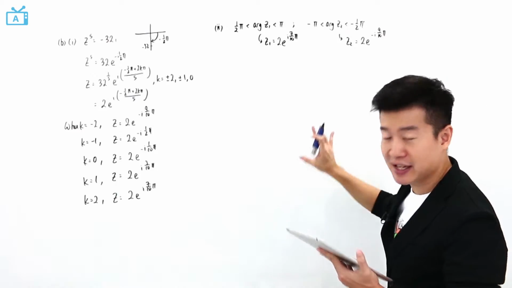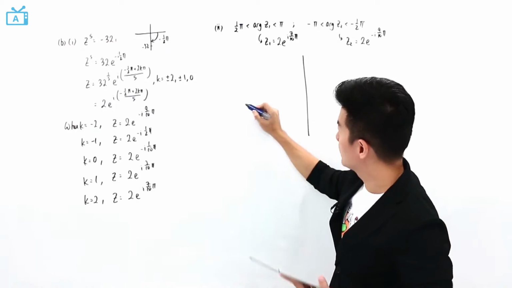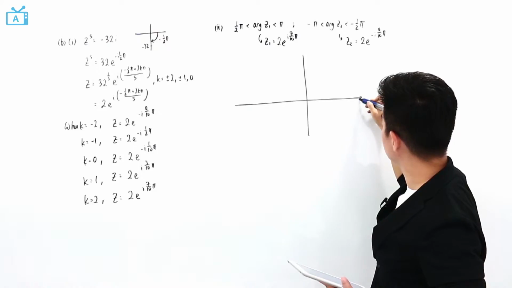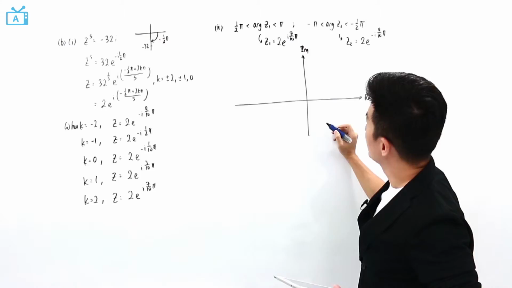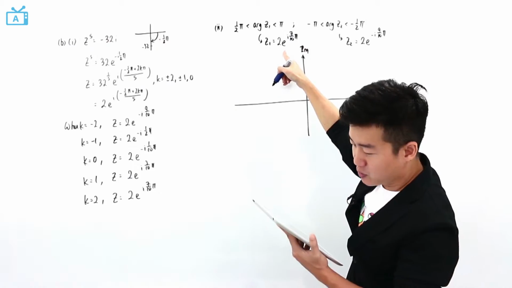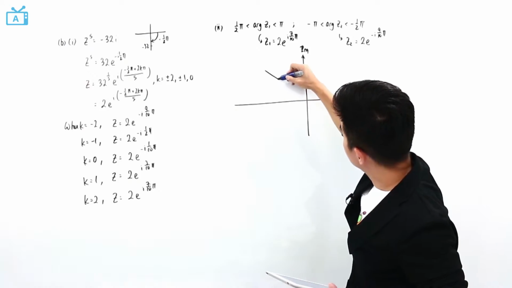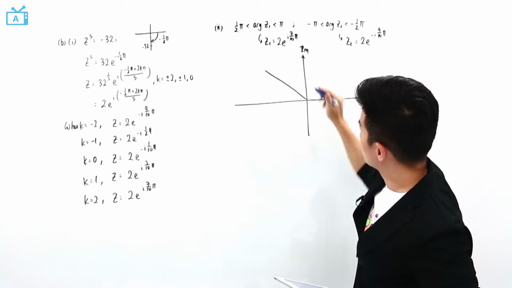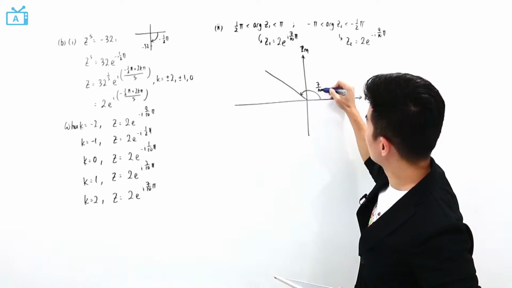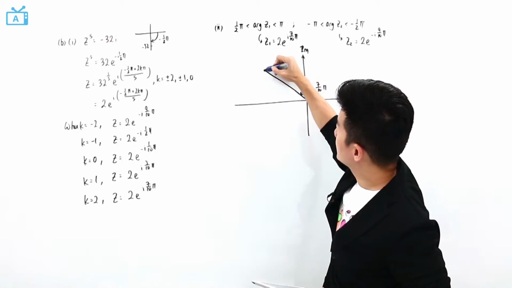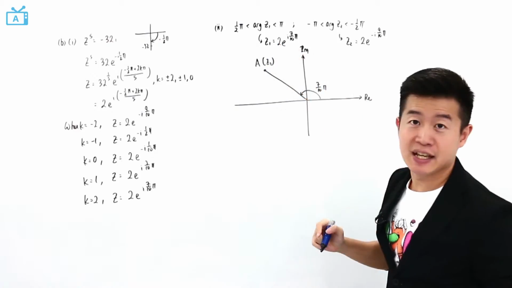Let me try to re-represent this on an Argand diagram. If I were to sketch out an Argand diagram, what we are going to have is something like this. This is the real axis. This is the imaginary axis. If it is this, that means it is going to be somewhere that is, let's say, here. The distance here is 2. The argument here is going to be 7 over 10 pi. I'm going to call this point here A, which is going to represent for me the complex number Z1.